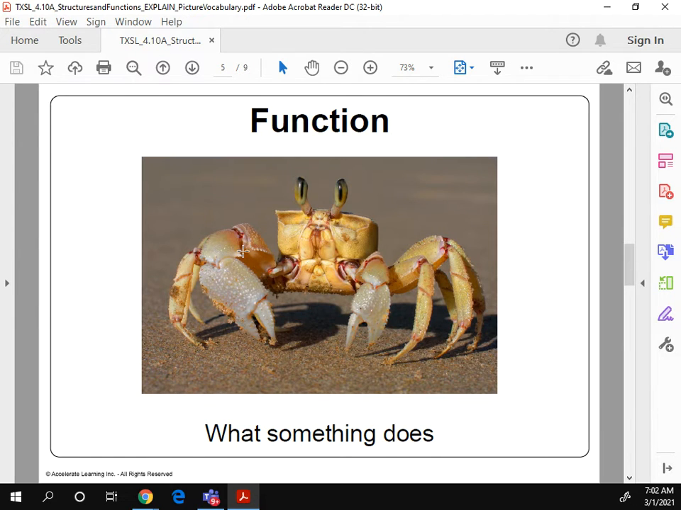Next is function. Function is what something does. So it's anything, how it moves, whatever the function is. So this crab has several different functions. It has its front claws to use as pinchers. So we have a function for that. Why do they use this? That is something that's very important because it tells you different things about different animals.